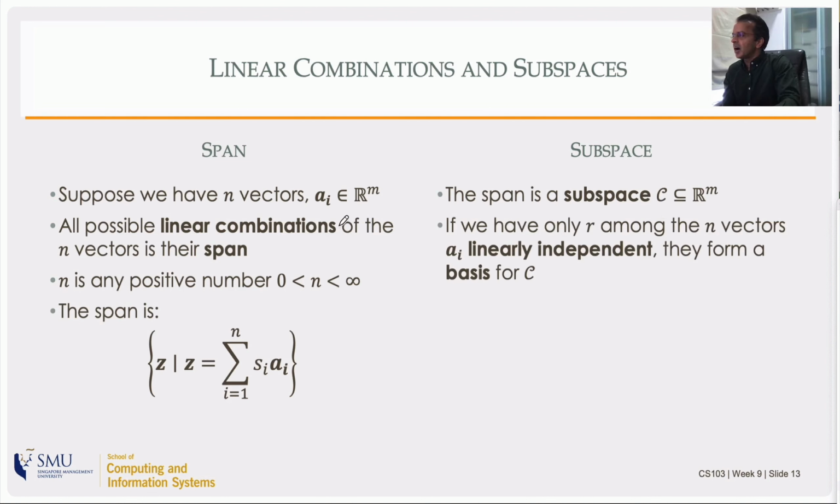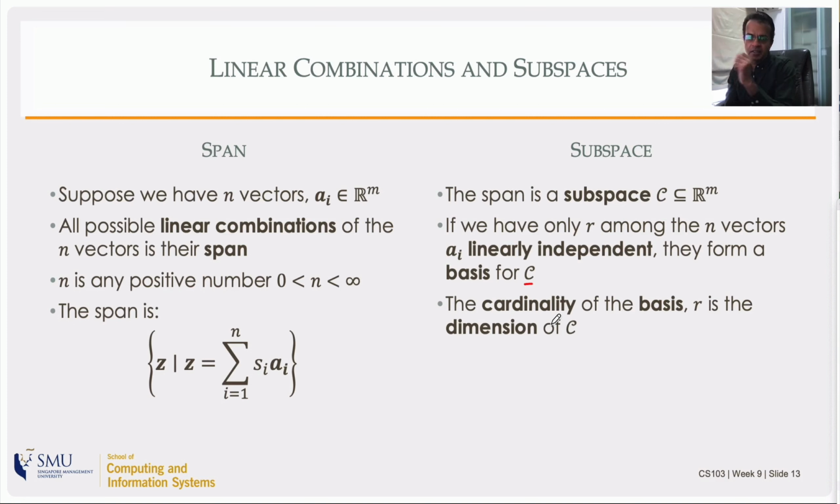Now suppose among the n vectors that I started from, the n a_i vectors, only r of them are linearly independent. Then that will form a basis for the span, because you're looking for the minimal set of vectors that will span the subspace. That is the definition of the basis, and the linearly independent ones will be the right ones to choose. The subspace will have r linearly independent vectors as the basis, and the cardinality of the basis, the number of elements in the basis, which is r, will be the dimension of that space.